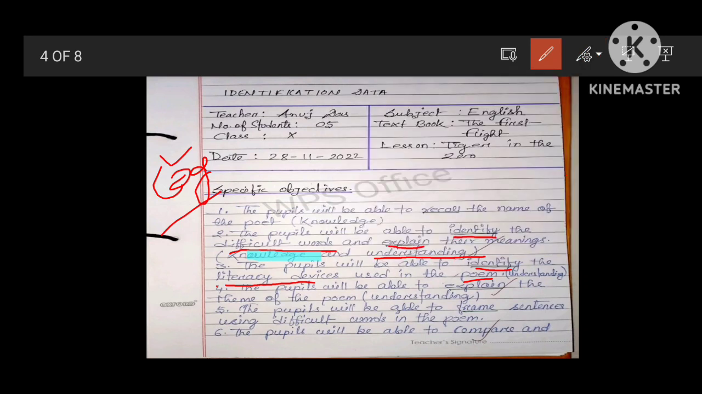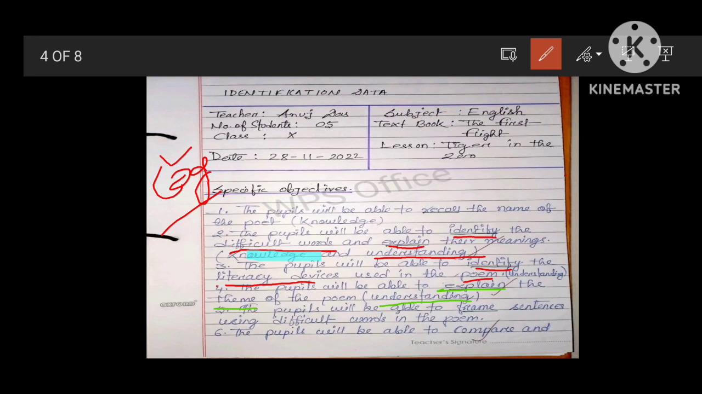The pupils will be able to explain the theme of the poem. They will be able to explain what? The theme of the poem, that is understanding level. Again, the pupils will be able to frame sentences using difficult words.